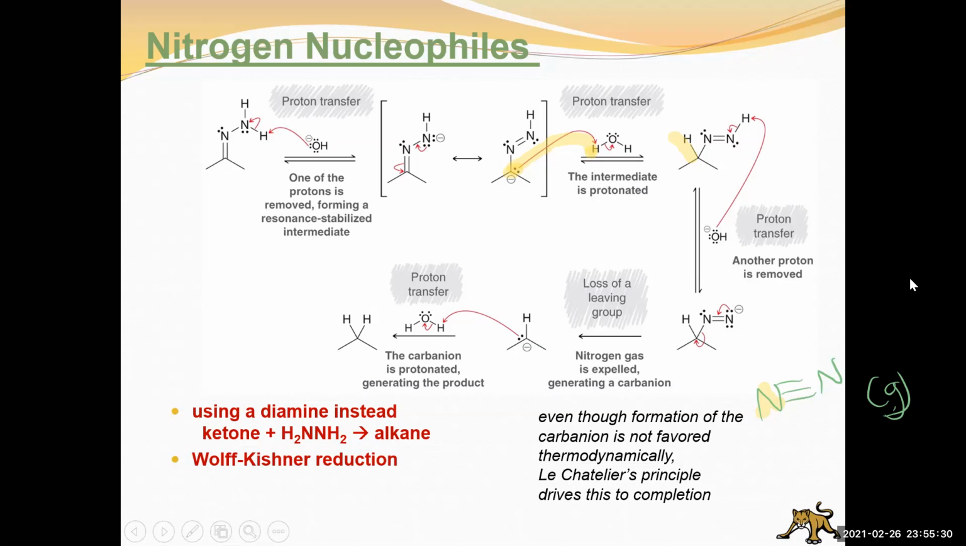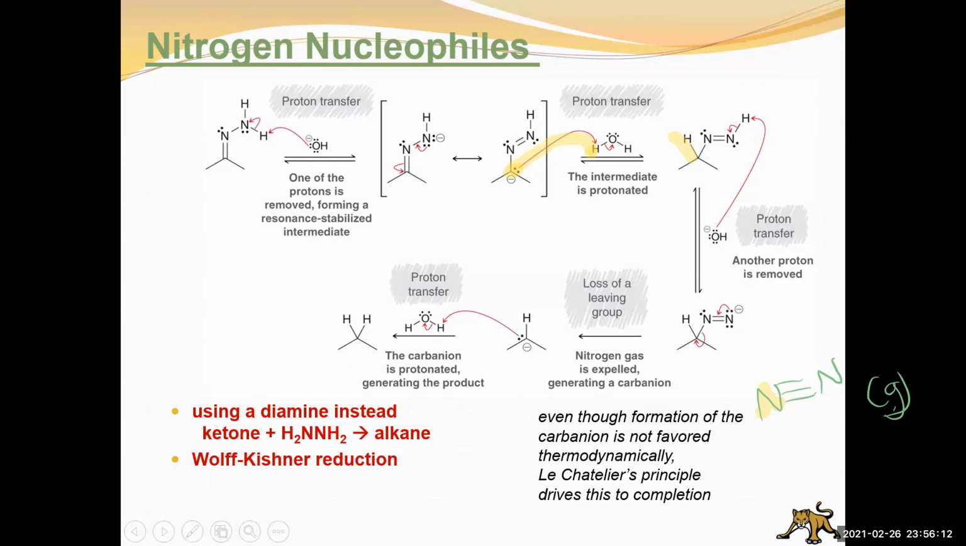So this comes off as a gas. It's not going to do any more reactions. And then since that's leaving, Le Chatelier's principle just pushes us all the way to the end. So this is the driving force for all of this going on. We've got that carbanion, and then we'll do another proton transfer. So what you've managed to do in this method is completely take a functional group out of your molecule.